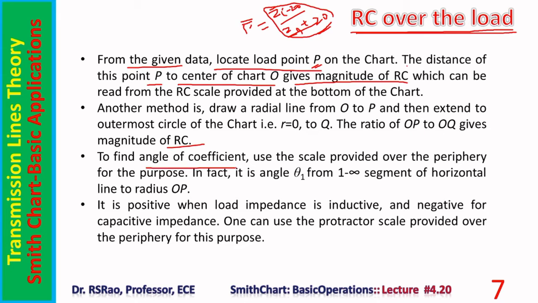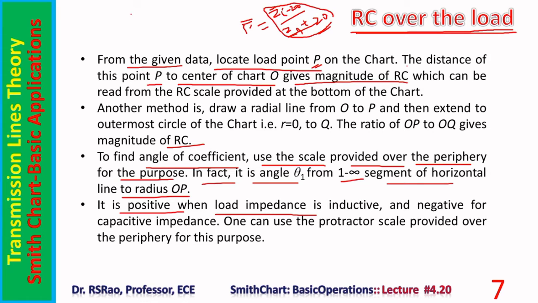To find the angle of reflection coefficient, use the scale provided over the periphery for the purpose. In fact, it is angle θ1 from one infinity segment of horizontal line to radius OP. It is positive when load is inductive, negative for capacitive impedance. One can use the protractor scale provided over the periphery for this purpose.